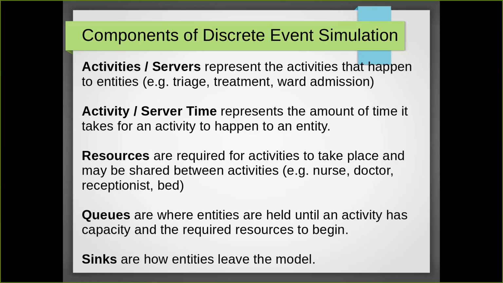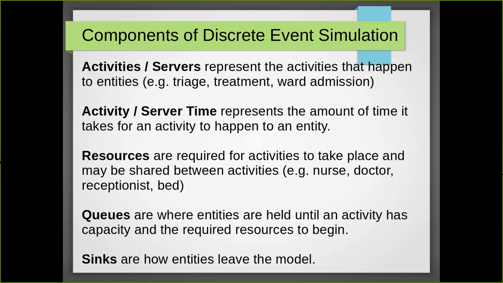And as with inter-arrival times, we typically model activity or server times with distributions to account for variability, because not everybody's going to spend exactly the same amount of time in a process. So if they're being registered at the registration desk, it may take on average 2 minutes, but there'll be variability around that. The other thing we need for activities is resources.